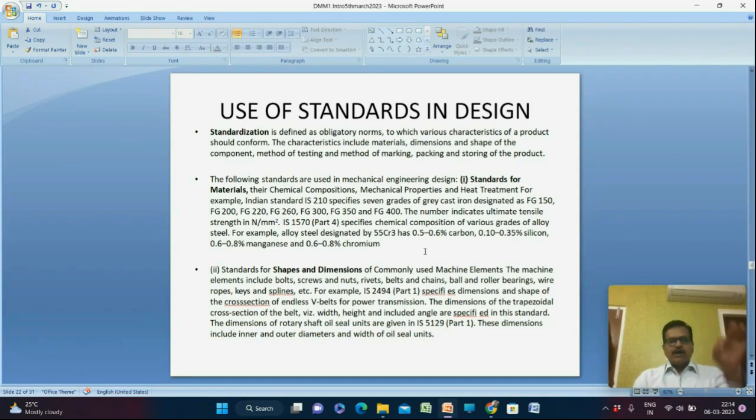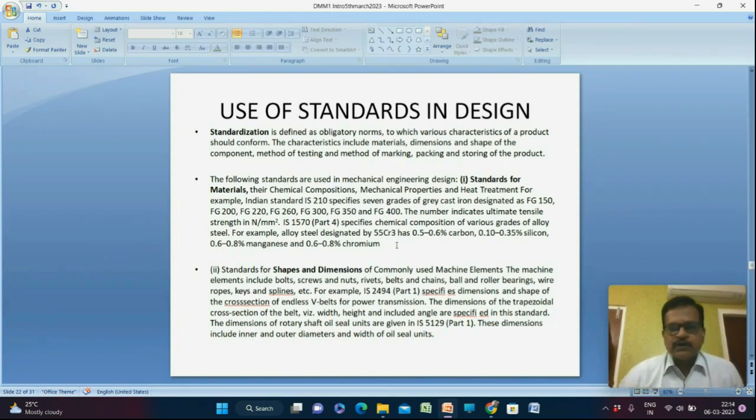For example, alloy steel designated by 55Cr3 has 0.5 to 0.6% carbon. The average is 0.55, 0.55 into 100 is 55, so this is the percentage of the carbon. Then it has 0.1 to 0.35 silicon and 0.6 to 0.8 manganese, and the Cr stands for chromium, so it is chromium 0.6 to 0.8%.